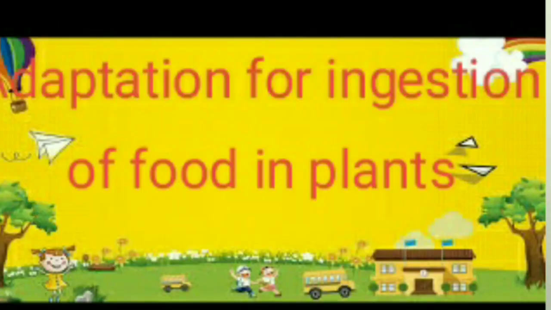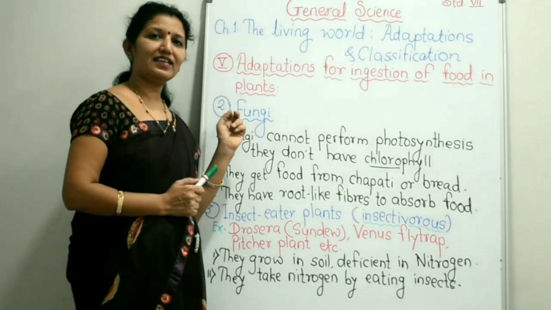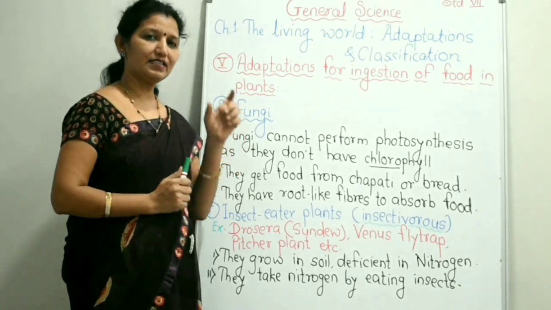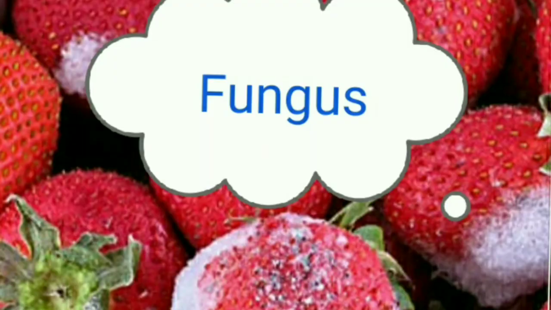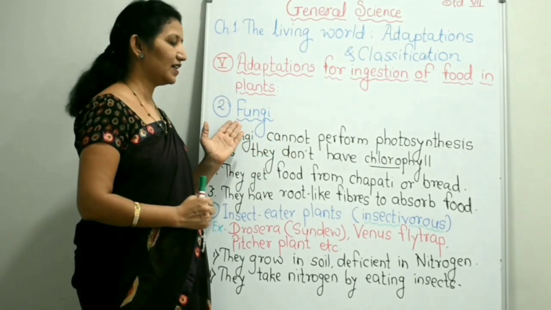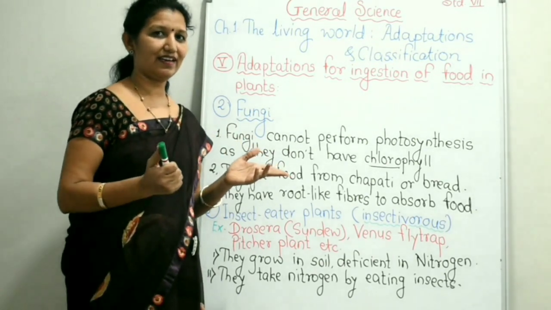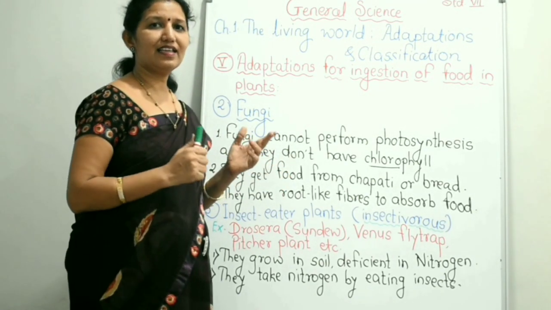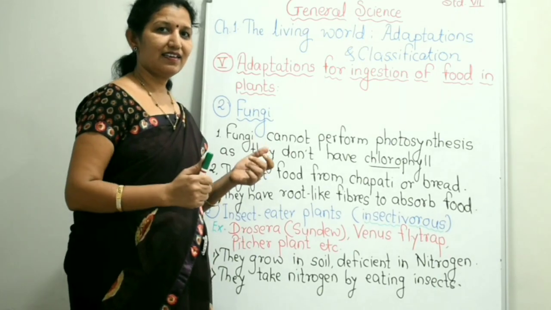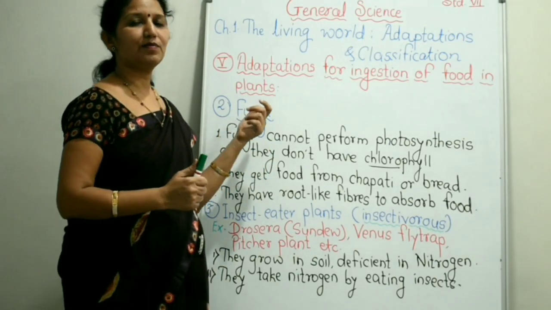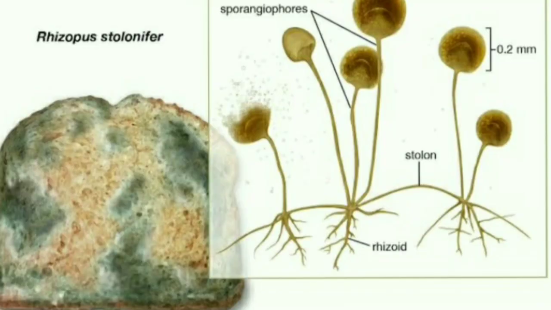Now the second example is fungi. Fungus is the singular and the plural of fungus becomes fungi, like nucleus, nuclei, radius, radii. Like that, cactus, cacti. So the plural of fungus is fungi. Fungi cannot perform photosynthesis as they don't have chlorophyll.